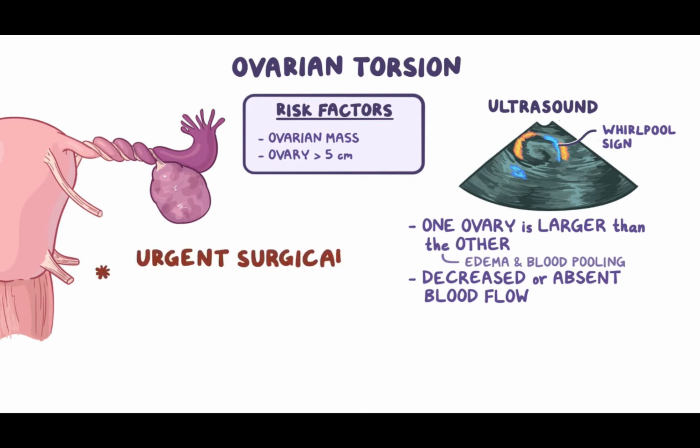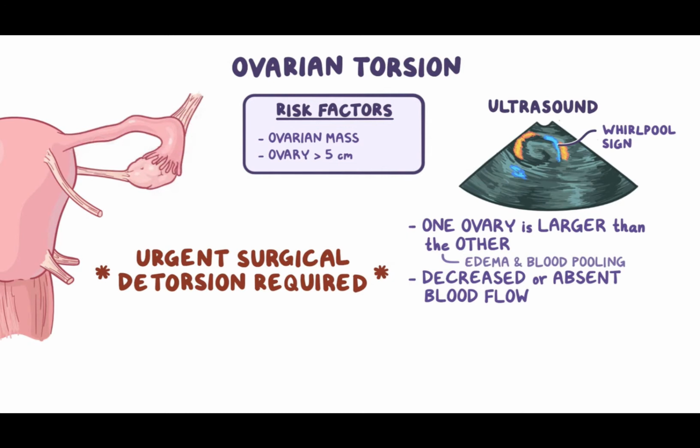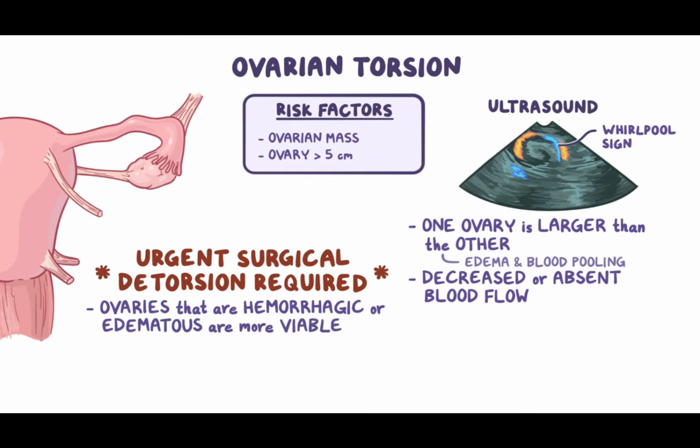Urgent surgical detorsion of the ovary is required to avoid ischemic injury and loss of the ovary and fallopian tube. Ovaries that are hemorrhagic or edematous are more likely to be viable than necrotic appearing ovaries. If the ovary can't be saved, a unilateral salpingo-oophorectomy is often done. That's where the affected ovary and fallopian tube are removed.